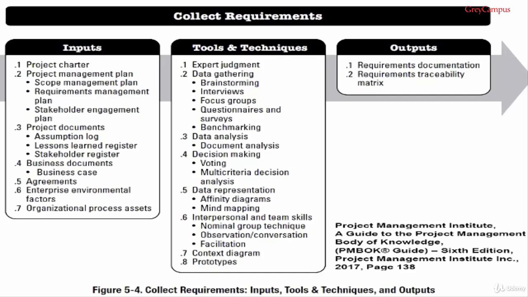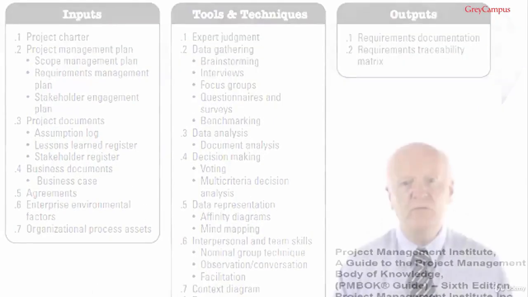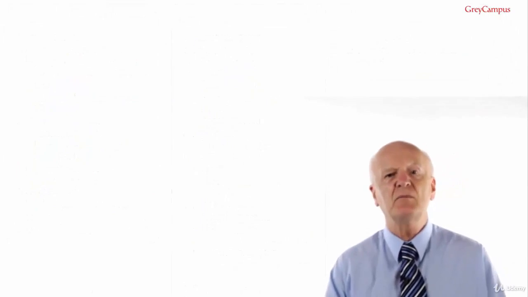And that brings us to tool and technique number 4, decision making. The 3 techniques suggested for this are voting, autocratic decision making and multi-criteria decision analysis. I will cover voting last. Autocratic decision making means that one person makes the final decision. Multi-criteria decision analysis is an attempt to simplify the process where various criteria are listed and ranked in a matrix.